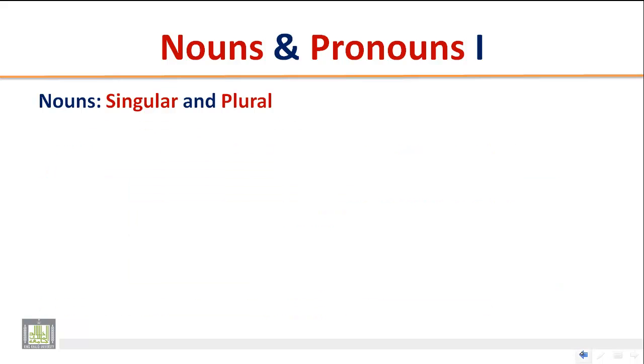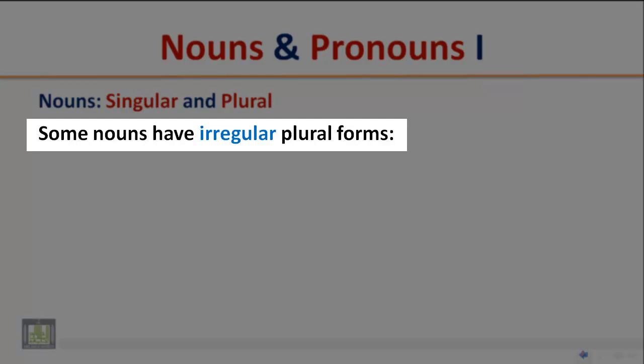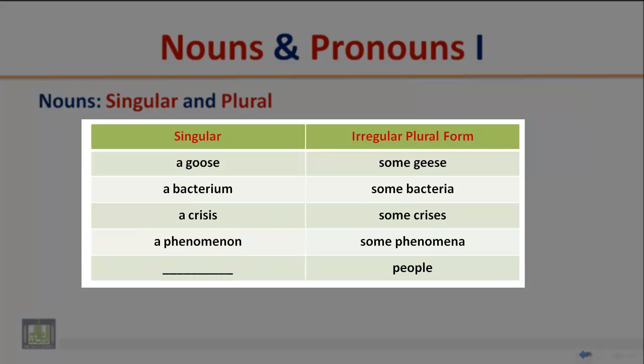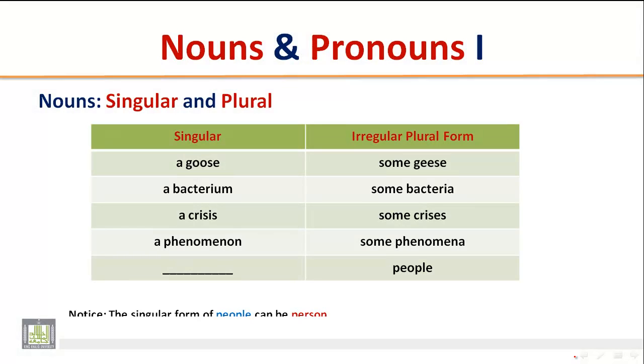Nouns, singular and plural. Some nouns have irregular plural forms. Examples: a child, some children, a man, some men, a woman, some women, a mouse, some mice, a foot, some feet, a tooth, some teeth, a goose, some geese, a bacterium, some bacteria, a crisis, some crises, a phenomenon, some phenomena. The word people doesn't have a singular form. However, you can use the word person as a singular form for the word people. So, the singular form of people can be person.